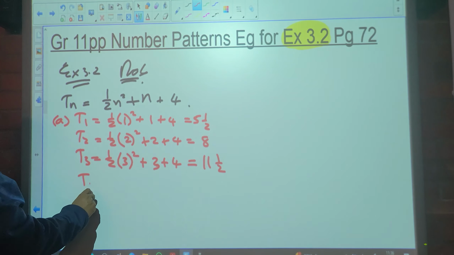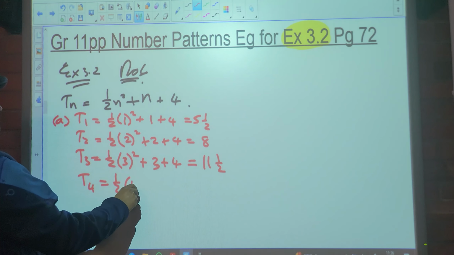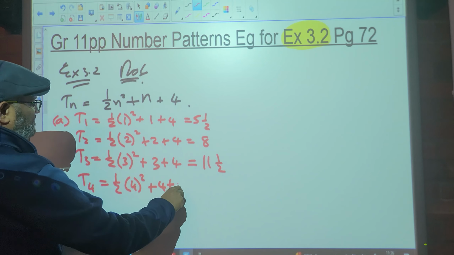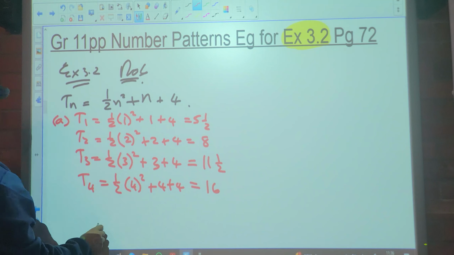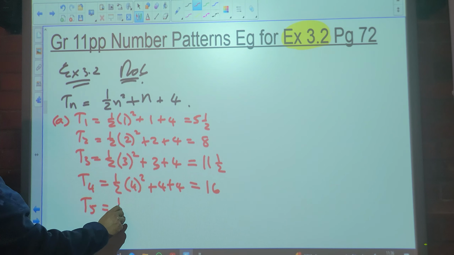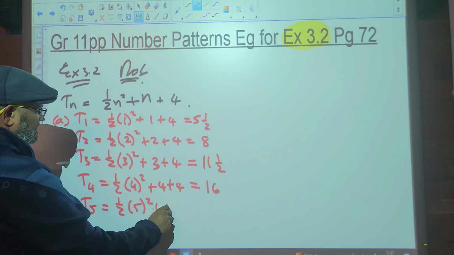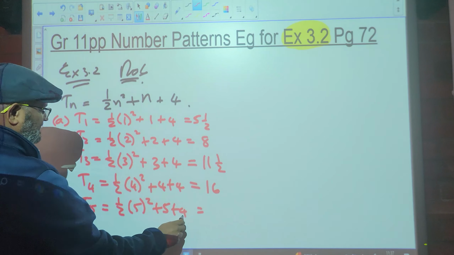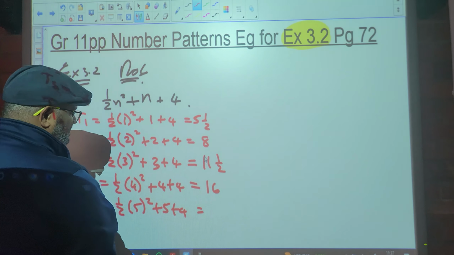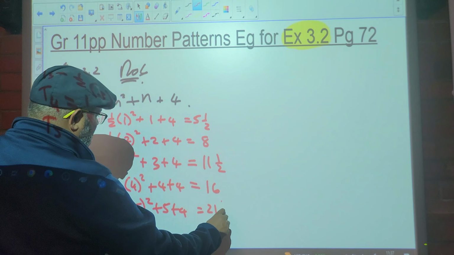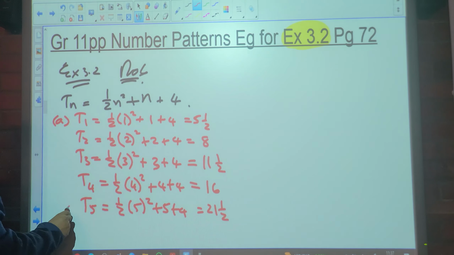For term 4, it's going to be half times 4 squared plus 4 plus 4. That's going to give you 8, 8 plus 8 is 16. Is that correct? Term 5. It's going to be half times 5 squared plus 5 plus 4. That is 12.5 plus 9, which is 21.5. Is that correct? Yes.